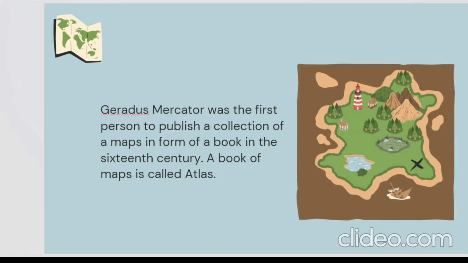Gerardus Mercator was the first person to publish a collection of maps in the form of a book in the 16th century. A book of maps is called an Atlas.